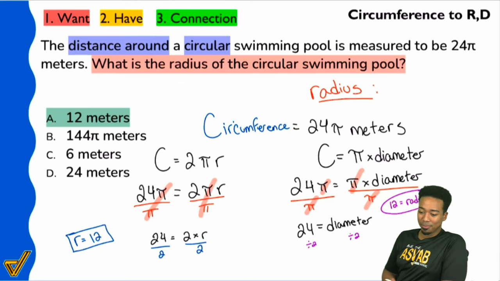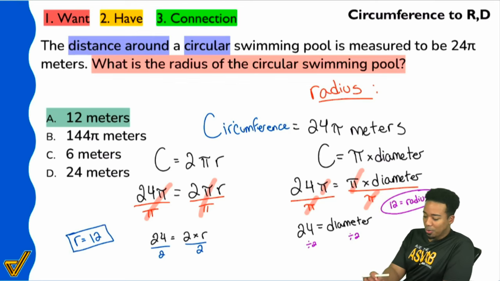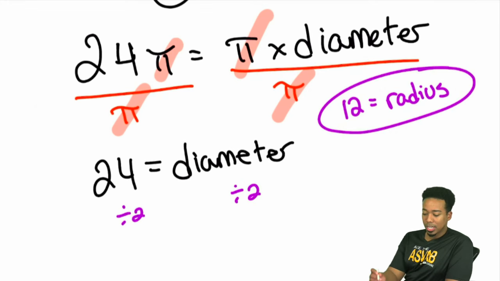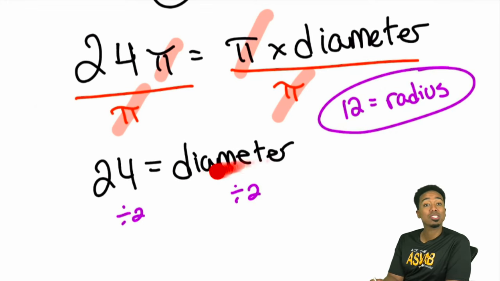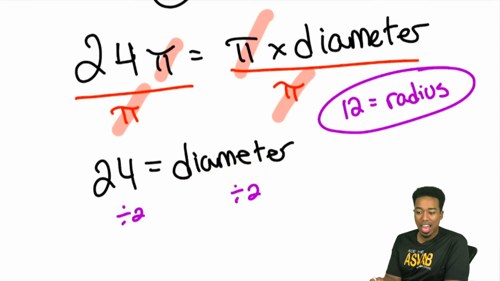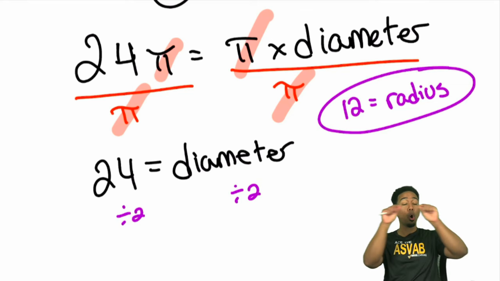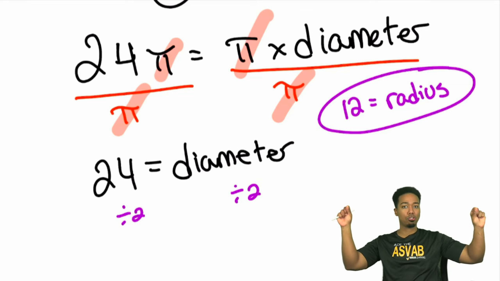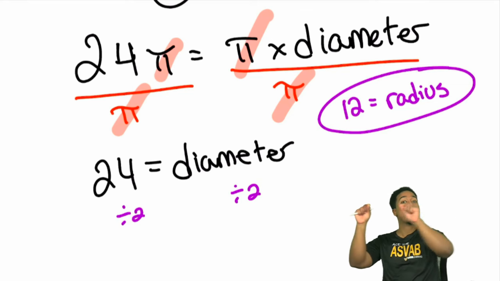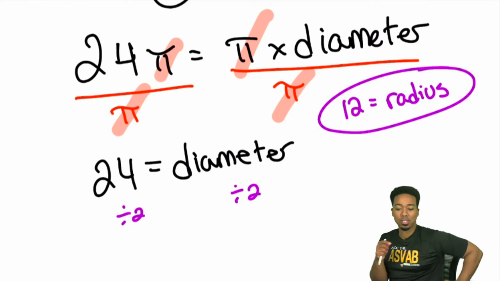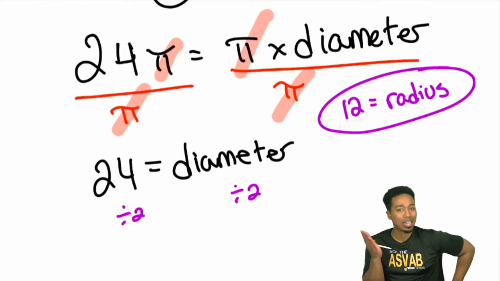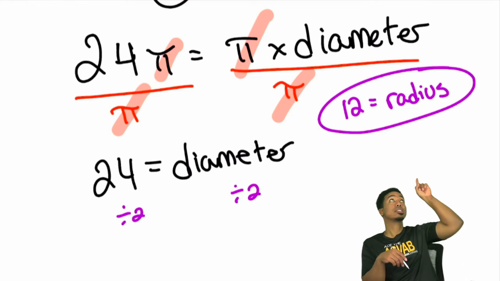Give it that time. So, the reason that I divided by 2 over here is because we found the diameter, but the problem told us that we needed the radius. And so I know that the diameter is the whole distance across a circle. The radius is half of that, and that's why you see divide by 2. Because I cut the diameter in half to get the radius up here.